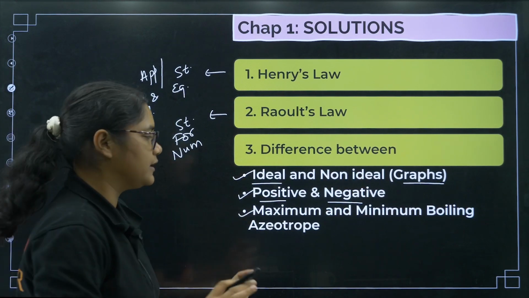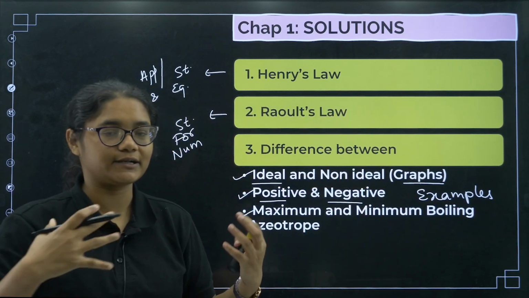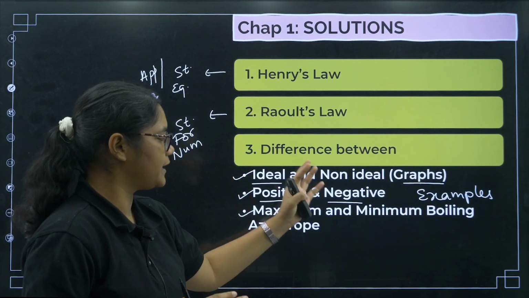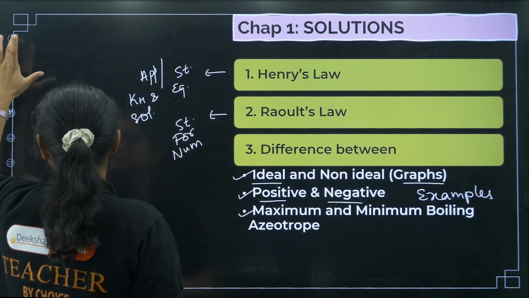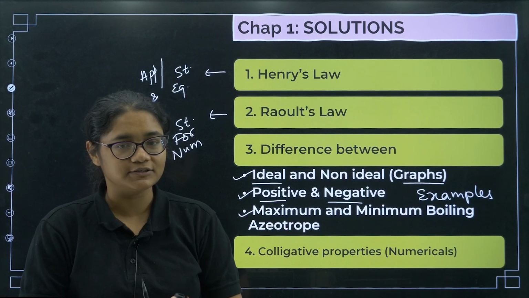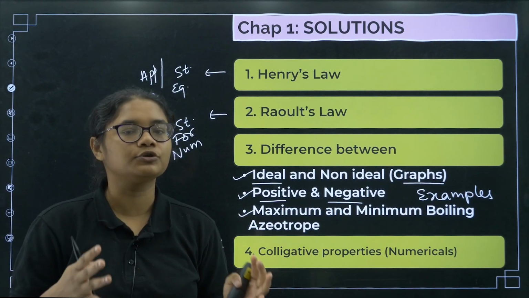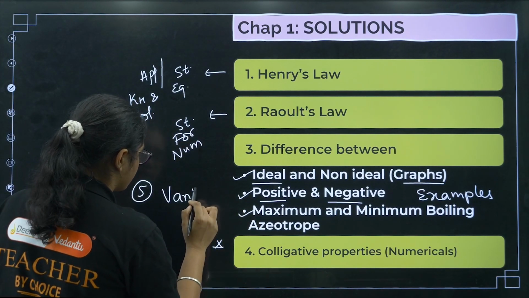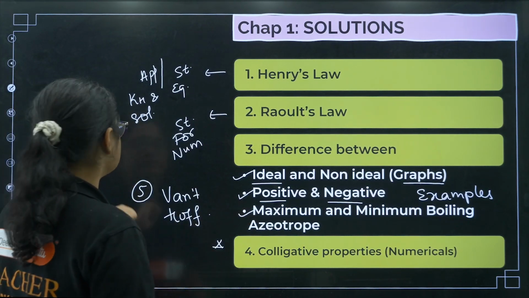And very critical here are the examples. Examples are very confusing. I also get confused so many times. So please make a proper table and learn all the examples for ideal, non-ideal, positive, negative, maximum and minimum boiling azeotropes. Once this is done, the major part of this chapter is your colligative properties. You have to practice numericals from here, at least each type; there are 4 colligative properties, and you should practice their numericals. After this, lastly you can cover the Van 't Hoff factor. So these are the important topics from this particular chapter.